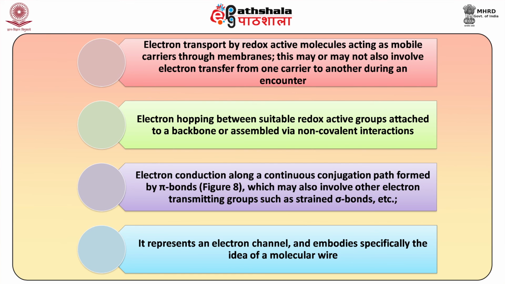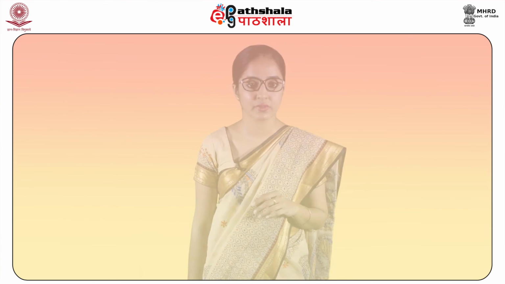Third is the electron conduction along a continuous conjugation path formed by pi bonds, which may also involve other electron transmitting groups such as strained sigma bonds, etc. It represents an electron channel and embodies specifically the idea of a molecular wire.